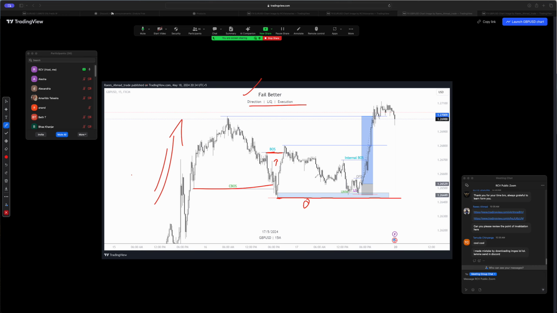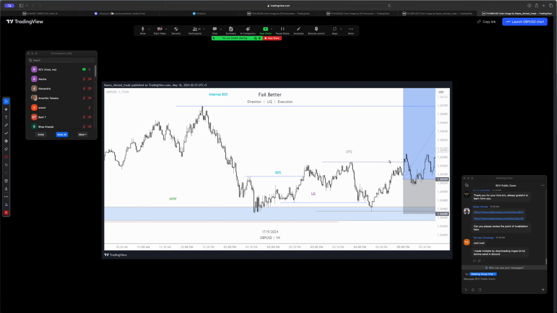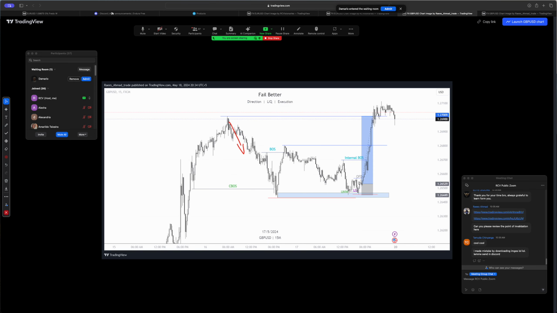So let's see. I like that unwillingness, LG. Let's look at the entry. But you got the direction and you got the liquidity part correct. Okay, nice. I see why you justified this. So for the people who aren't understanding, internally we have to be bearish in order to reach the discounted levels of the original POI that he showed.